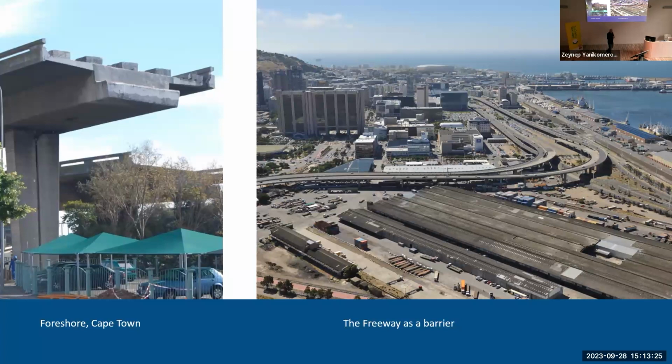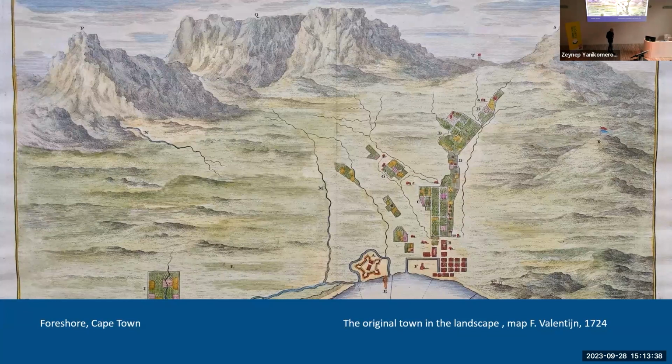And minibuses, people from the townships who have to depart at 4 o'clock because they need to be on time for their buses in the city center, are all stuck in traffic jam. If we look from a landscape perspective, we should look at the old landscape maps.